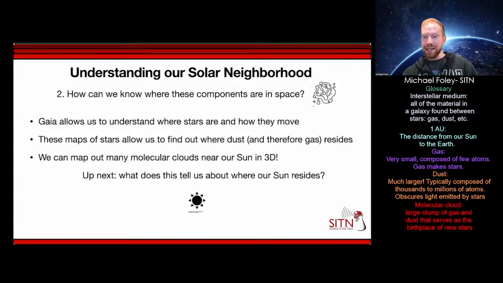Up next, I'll talk a little bit about what this means for our physical understanding of where our sun resides and what it means for the story about how we got here. And with that, I'd be happy to take any questions about section 2 or go to a short break. Does anyone have any questions about this part?